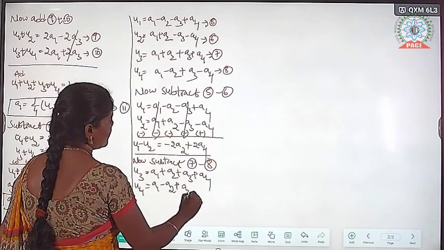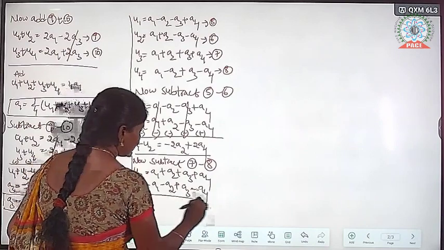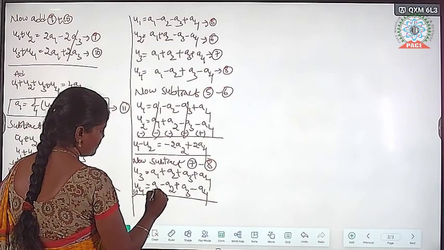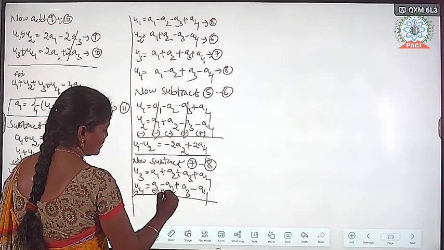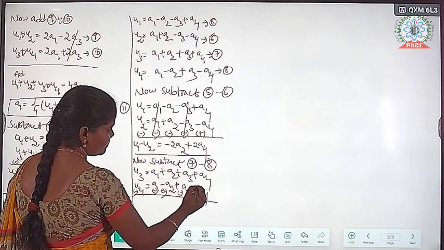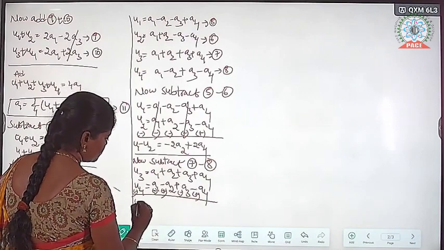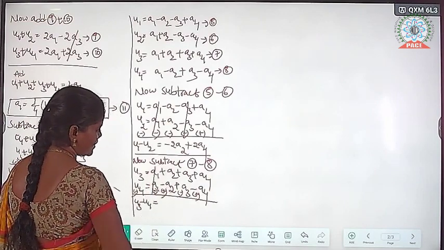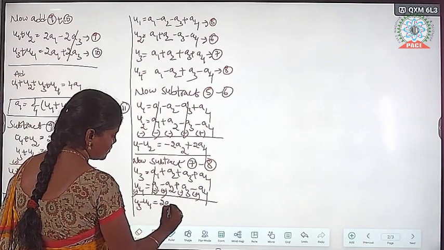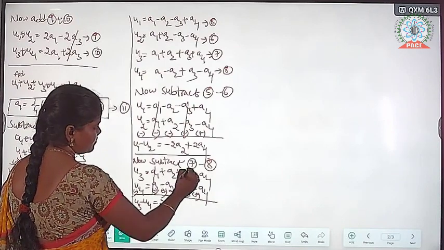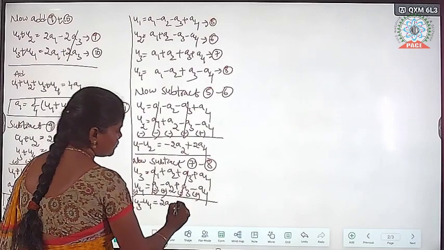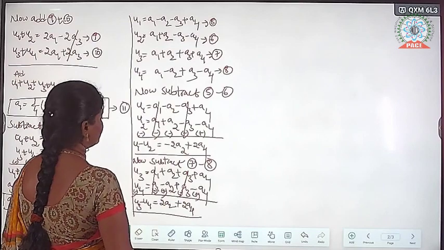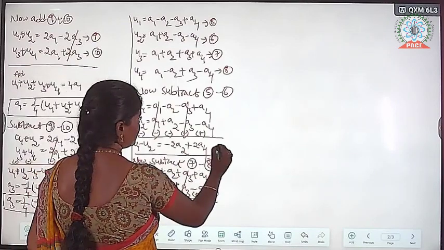Now we are subtracting these 7 and 8. So plus u4 means minus u4, plus a1 means minus a1, minus a2 means plus, plus means minus, plus a4. So u3 minus u4 is equal to plus a1 minus a1 cancel, plus a2 plus a2 2a2, plus a3 minus a3 cancel, plus a4 plus a4 plus 2a4. This is another equation. So this is the 12th equation, this is the 13th and this is the 14th.